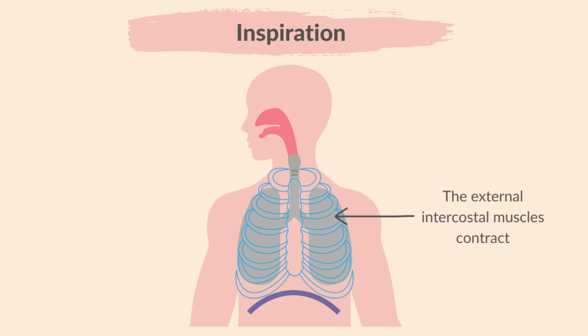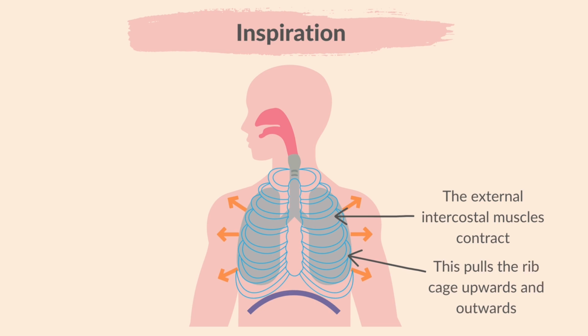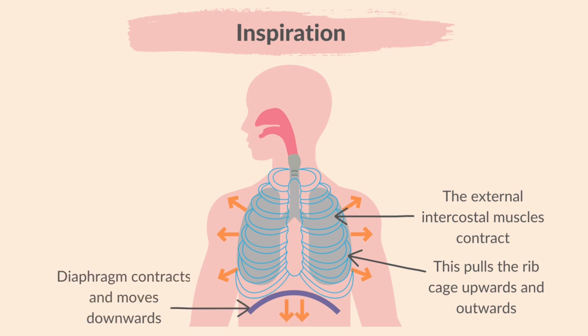The external intercostal muscles contract. This means that the internal intercostal muscles relax, since they are antagonistic pairs of muscles where when one muscle contracts, the other muscle relaxes. This pulls the rib cage upwards and outwards. The diaphragm, which is dome-shaped when relaxed in its normal position, contracts and moves downwards, flattening.